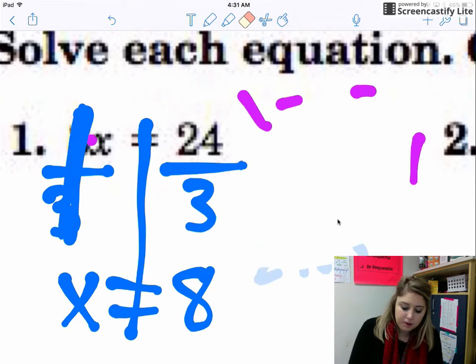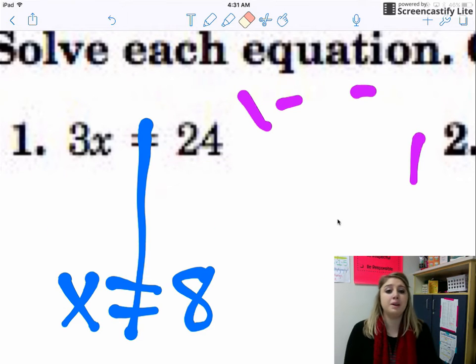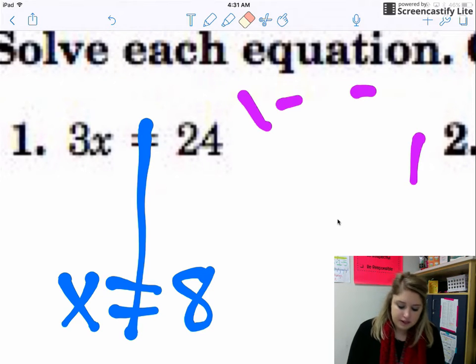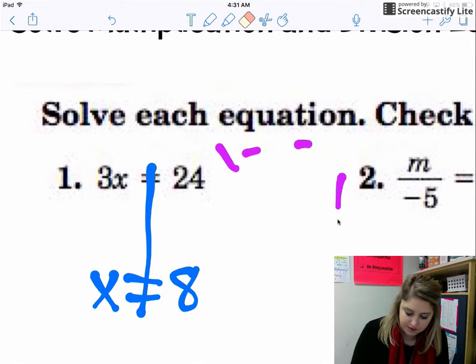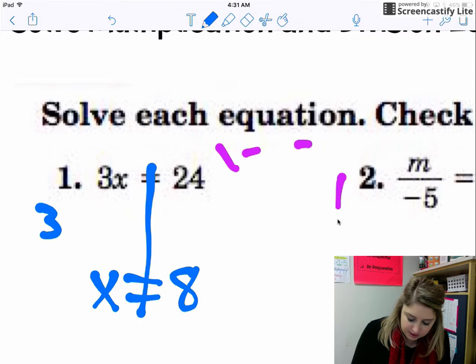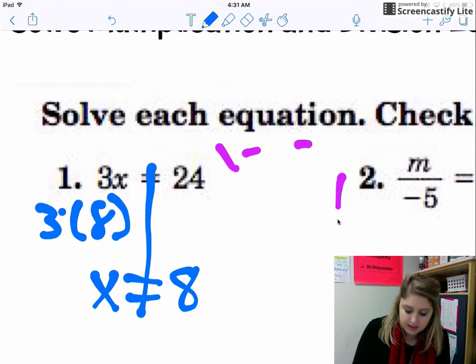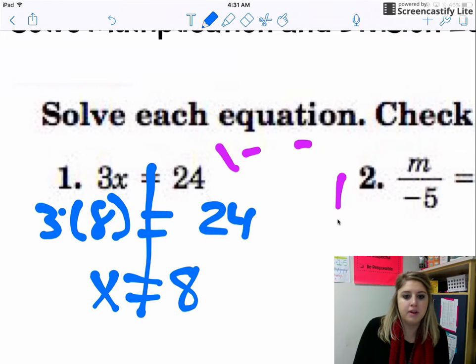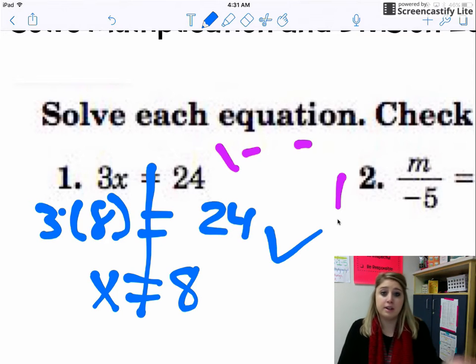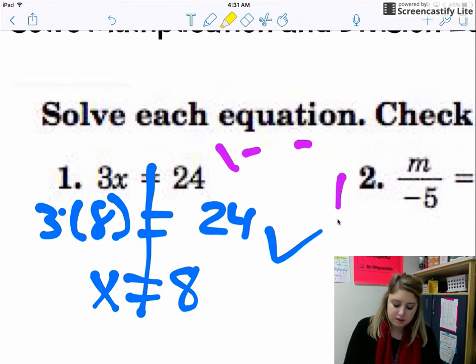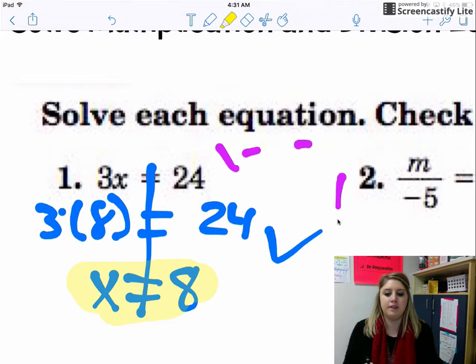Now we can always go back and check, which is the coolest thing about these problems, is that you can check every single answer. So let's see, if I plugged in 8 for x, if I took 3 times 8, like that, does it equal 24? Yes, it does. 3 times 8 is 24. And you just solved your first multiplication division problem. Okay, so that's that one.